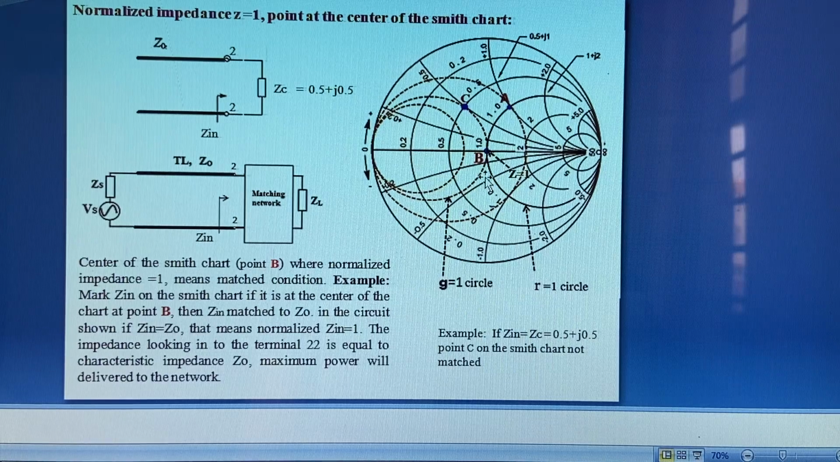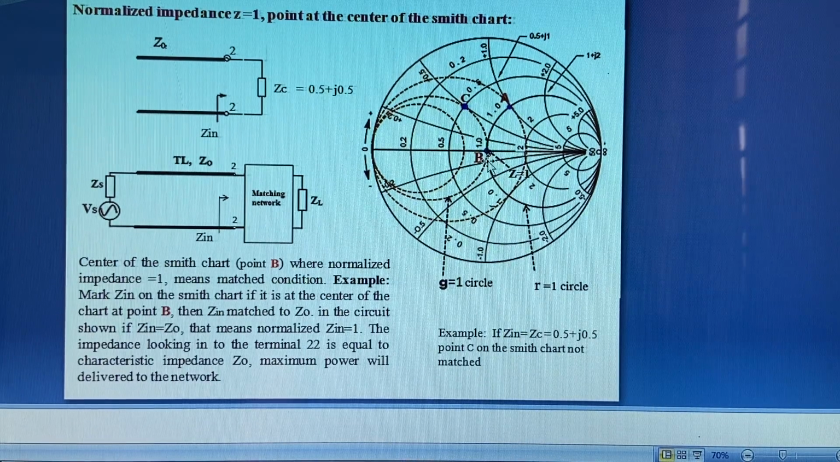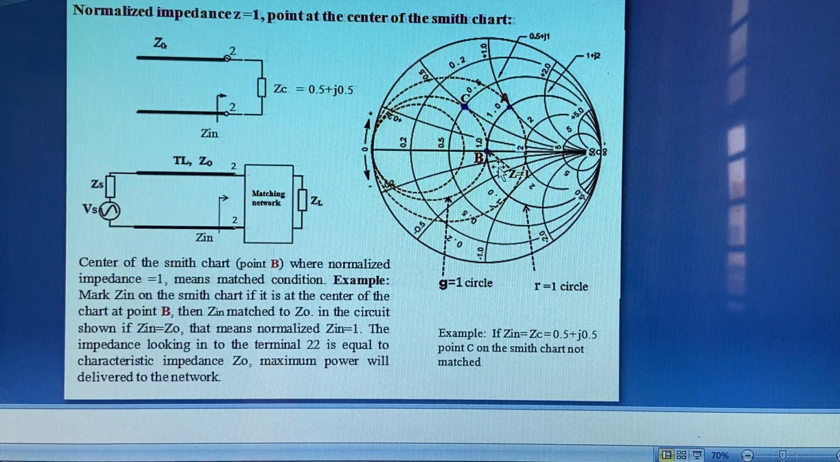That means normalized impedance equal to 1 means the actual impedance divided by the characteristic impedance is 1. So if it is equal to 1, actual impedance is equal to characteristic impedance. So that is a matched condition. If any impedance, when normalized and marked on the Smith chart, coincides with the center of the Smith chart, that means the actual impedance is equal to the characteristic impedance. That means a matched condition, no reflection will take place.